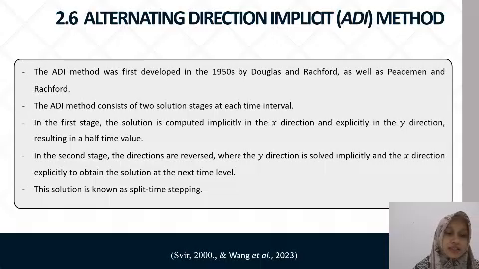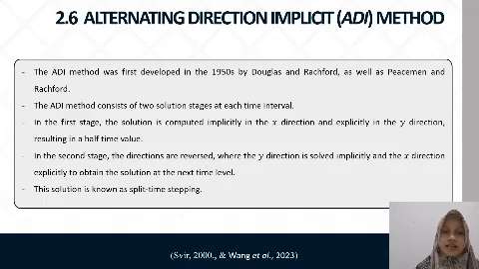The method applied in this research is the ADI, or alternating direction implicit method. This ADI was first developed in 1950 by Douglas and Rachford, as well as Peaceman and Rachford.